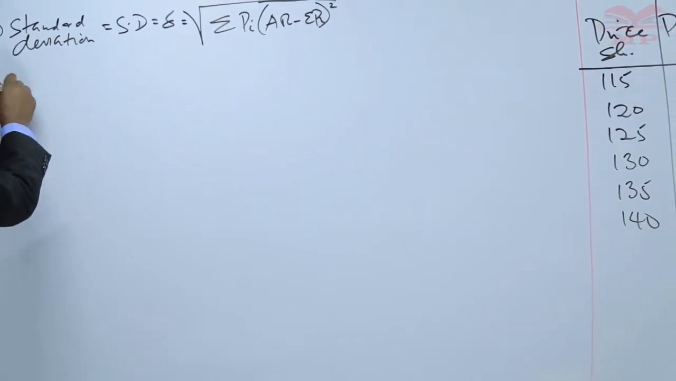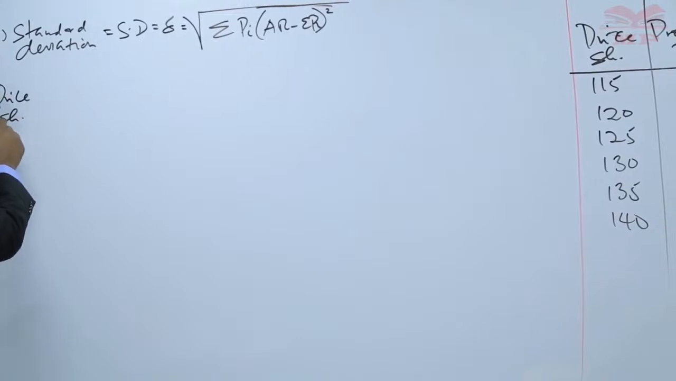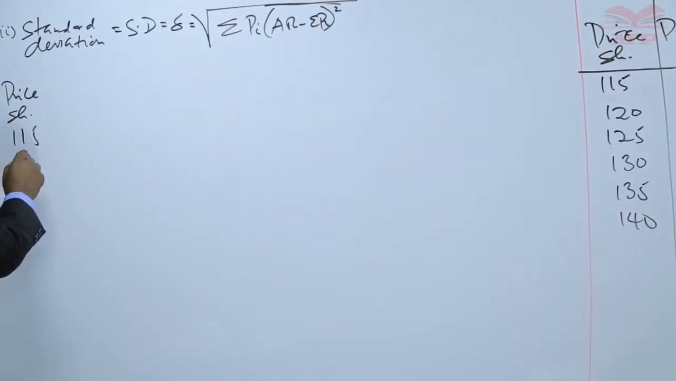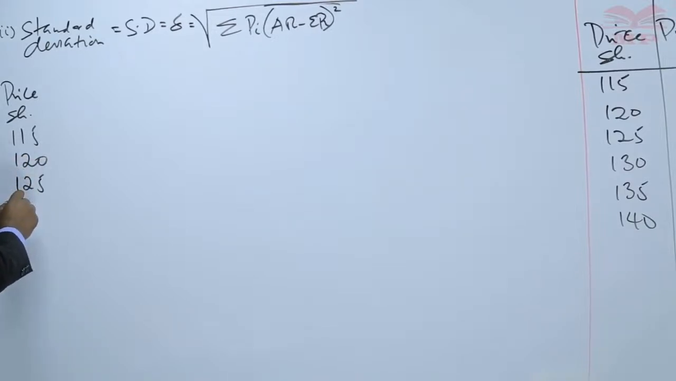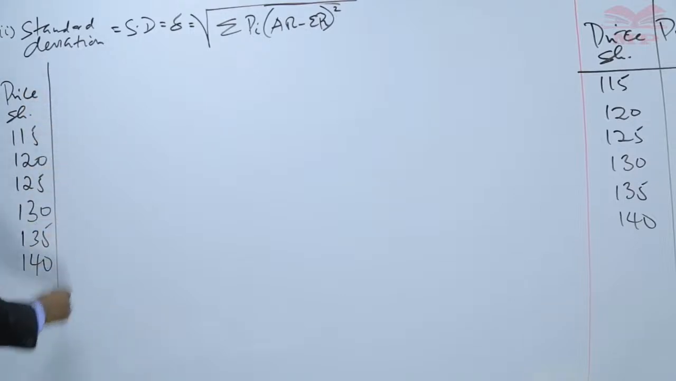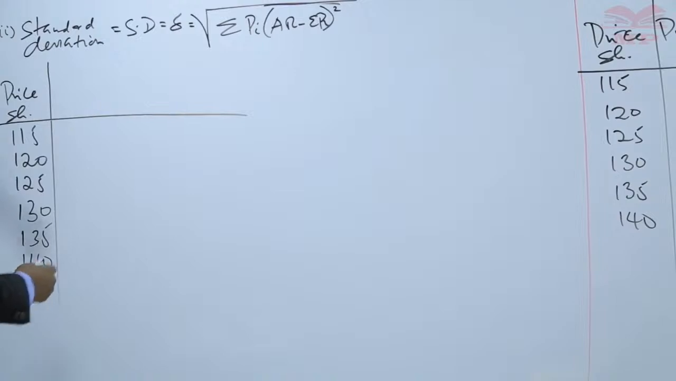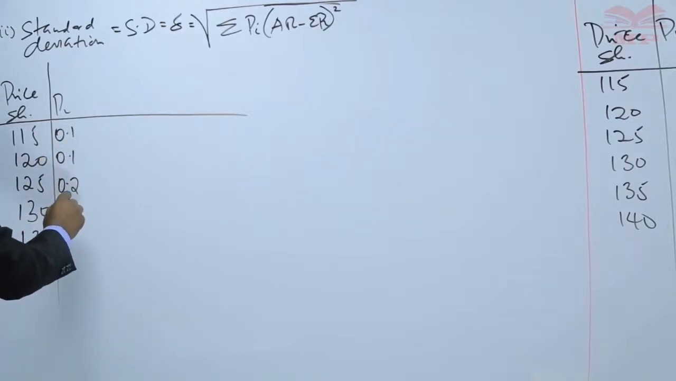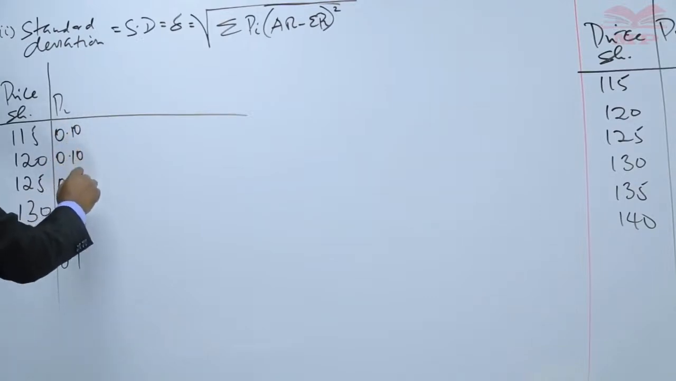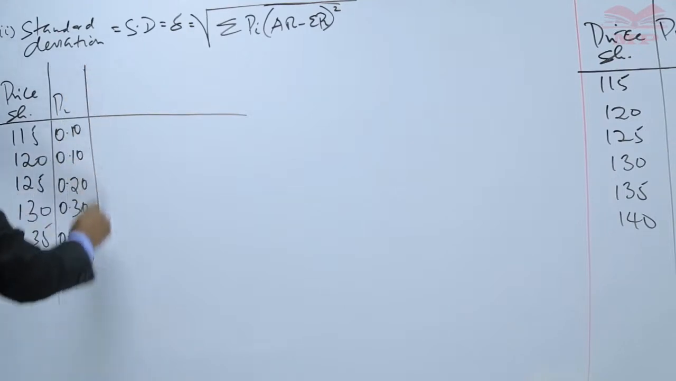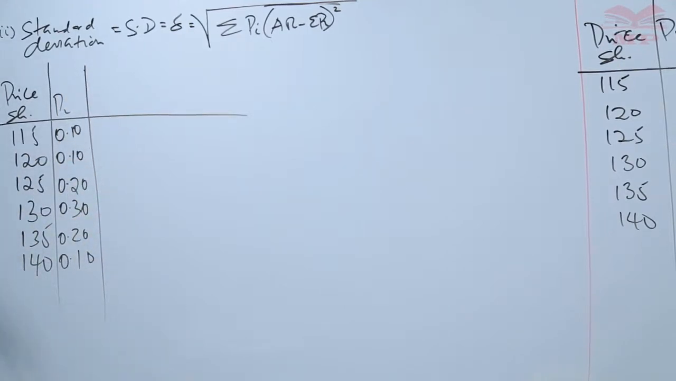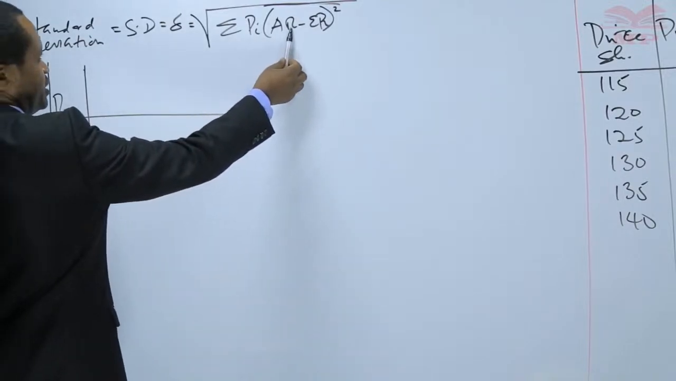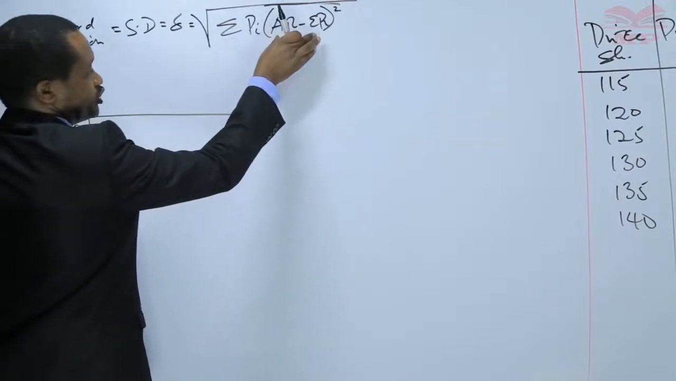So we have the price, have another table, shillings. 115, 120, 125, 130, 135, and 140. These are prices. Then the probabilities, PI, 0.1, 0.1, 0.2, 0.3, 0.2, 0.1. Then candidates, another column we need here is the deviations. We need to calculate the deviation.